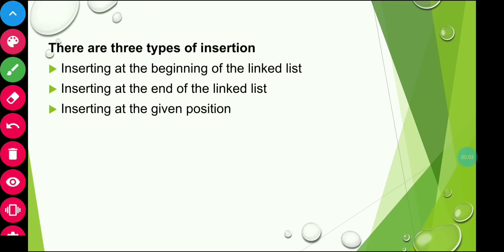So after knowing the creation of a node in a linked list and traversing the linked list, we'll see how to insert a node in a linked list. There are three types of insertion: inserting at the beginning of the linked list, inserting at the end of the linked list, and inserting at a given position.